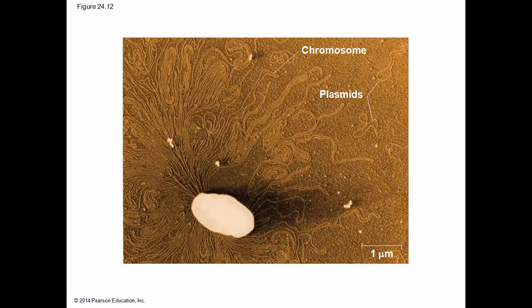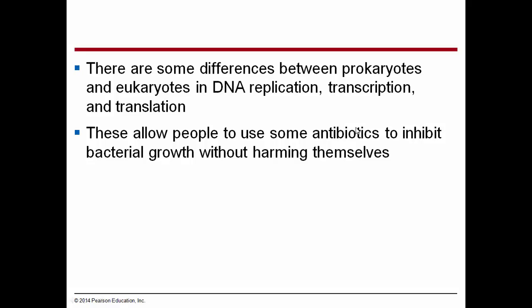Here's a bacteria with its DNA expressed. This is all one chromosome. It's just scattered throughout the image here. It's one circular chromosome. And then here are plasmids, circular plasmids, little pieces of DNA that form the circular DNA independently. So here's one circular DNA, the chromosome of the bacteria, and here are plasmids, these circular rings of independent DNA. There are some differences between prokaryotes and eukaryotes in DNA replication, transcription, and translation. These allow people to use some antibiotics that inhibit bacterial growth without harming themselves.